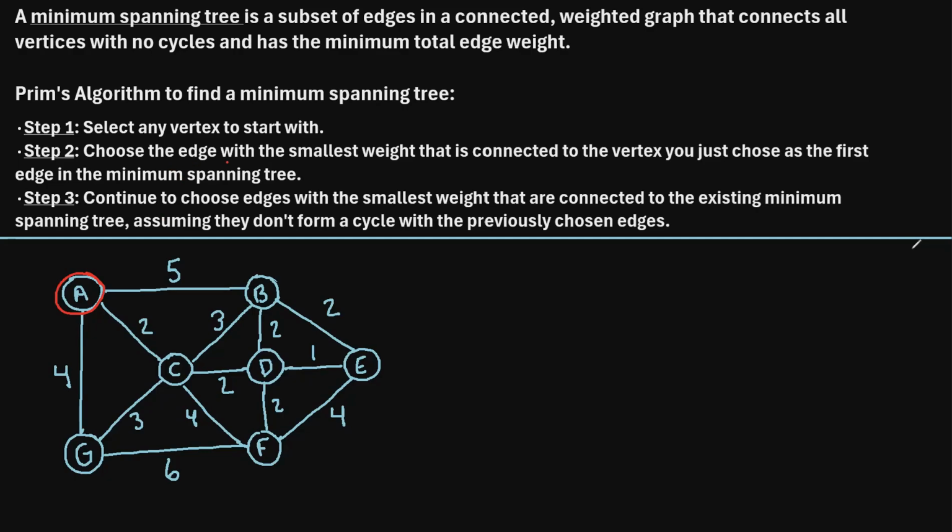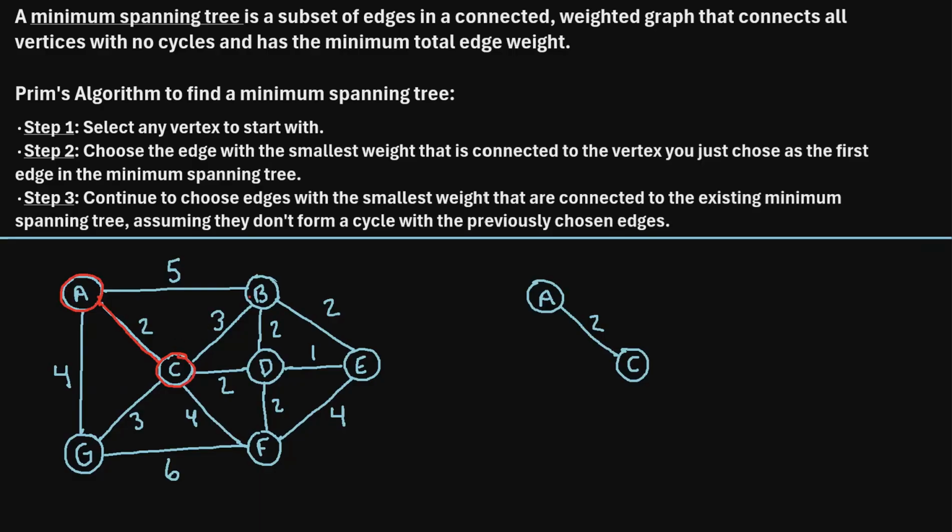Step 2 says choose the edge with the smallest weight that is connected to the vertex you just chose. So if we consider the 3 edges that are connected to this vertex A, we can see that the one with the smallest weight would be this edge right here because it has a weight of 2. So this is going to be our first edge in our minimum spanning tree. So let's go ahead and draw that over here. Okay, so our current minimum spanning tree contains vertex A, this edge right here, and vertex C.